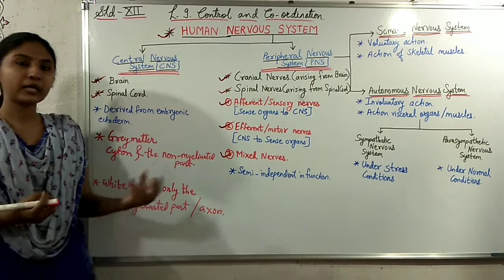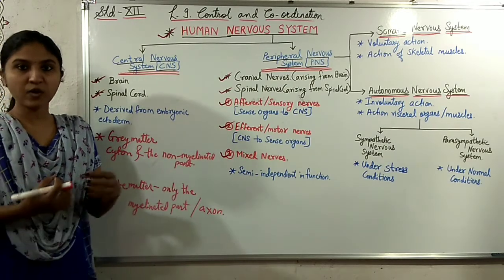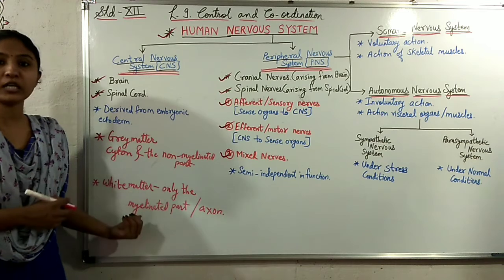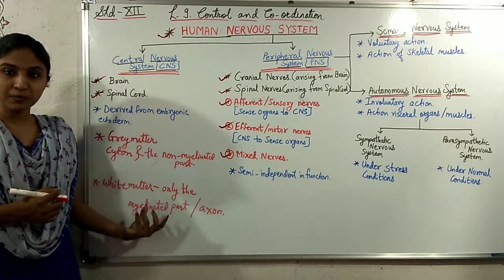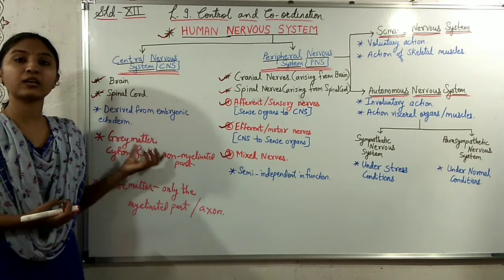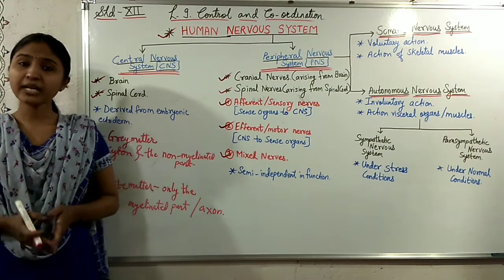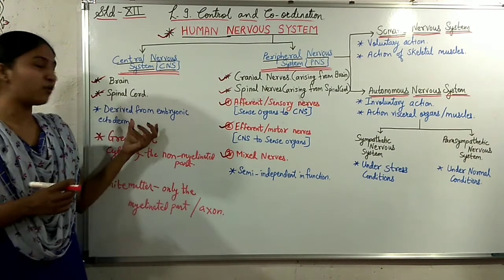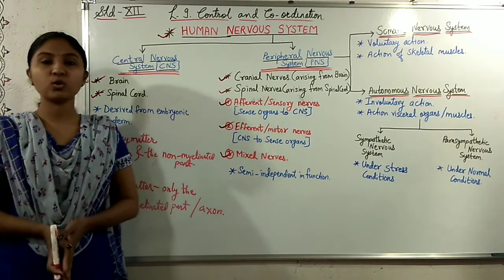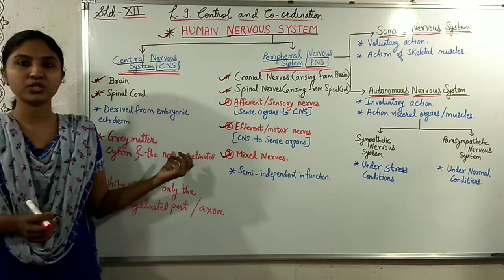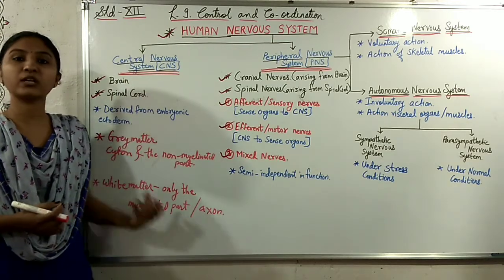Now in the brain, gray matter is on the outer side, whereas white matter is on the inner side. Whereas in the spinal cord, the white matter is on the outer side and the gray matter is on the inner side. Now the brain and spinal cord are covered with three protective layers. Those layers are called meninges. We will understand all these things when we take up the central nervous system.